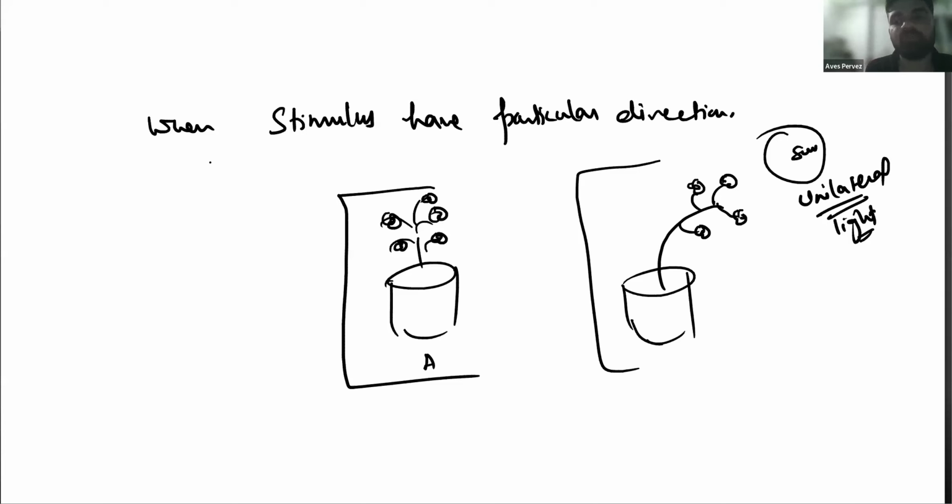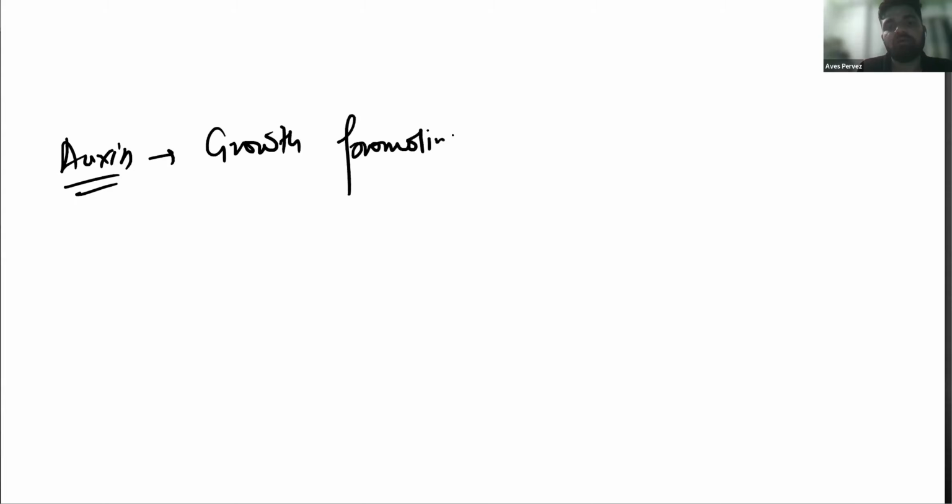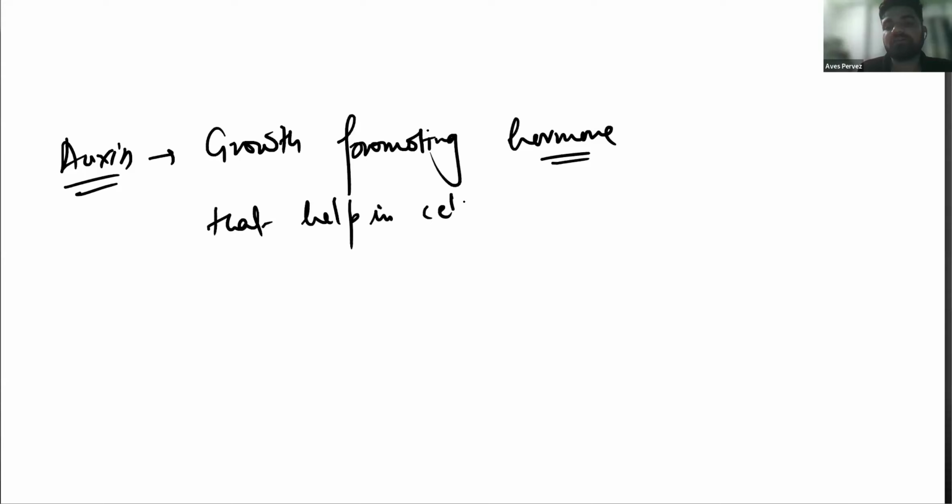Okay. So when light is given, then it starts bending. And what is the reason why it starts bending? First of all, let me discuss. In the previous class, we studied about the auxin hormone. And auxin is a growth promoting hormone that helps in cell division.